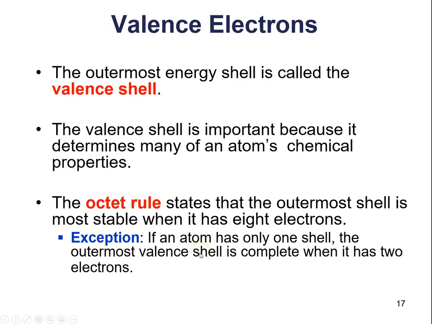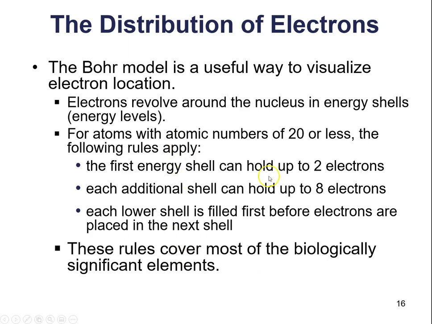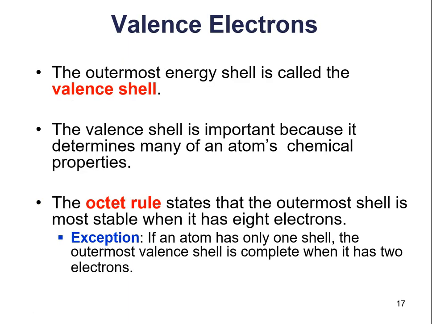If an atom only has 1 shell, that outermost valence shell is complete when it has 2 electrons. Because remember, what I told you back here, that first energy shell can only hold 2 electrons. So if you're talking about hydrogen, its valence shell is complete when it has 2 electrons, not 8.